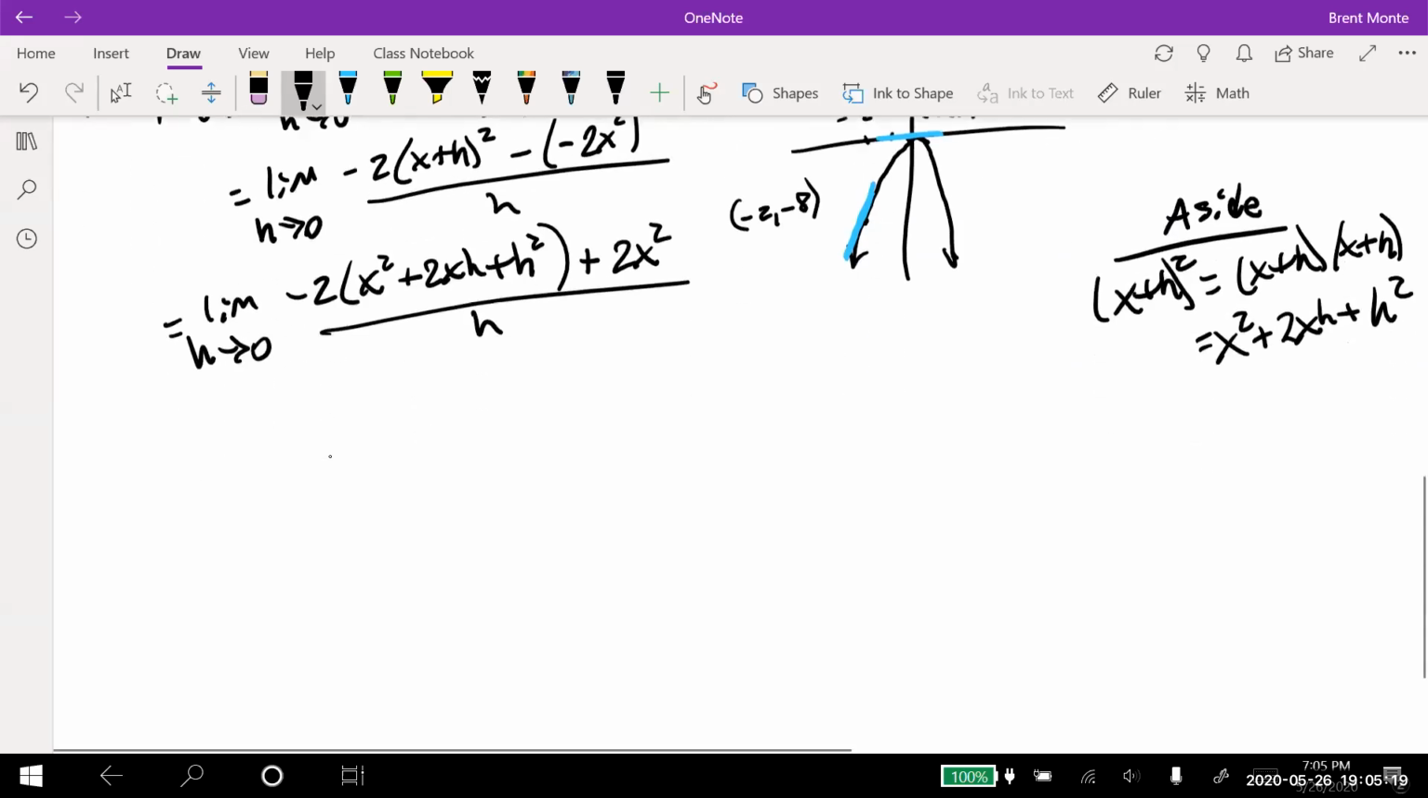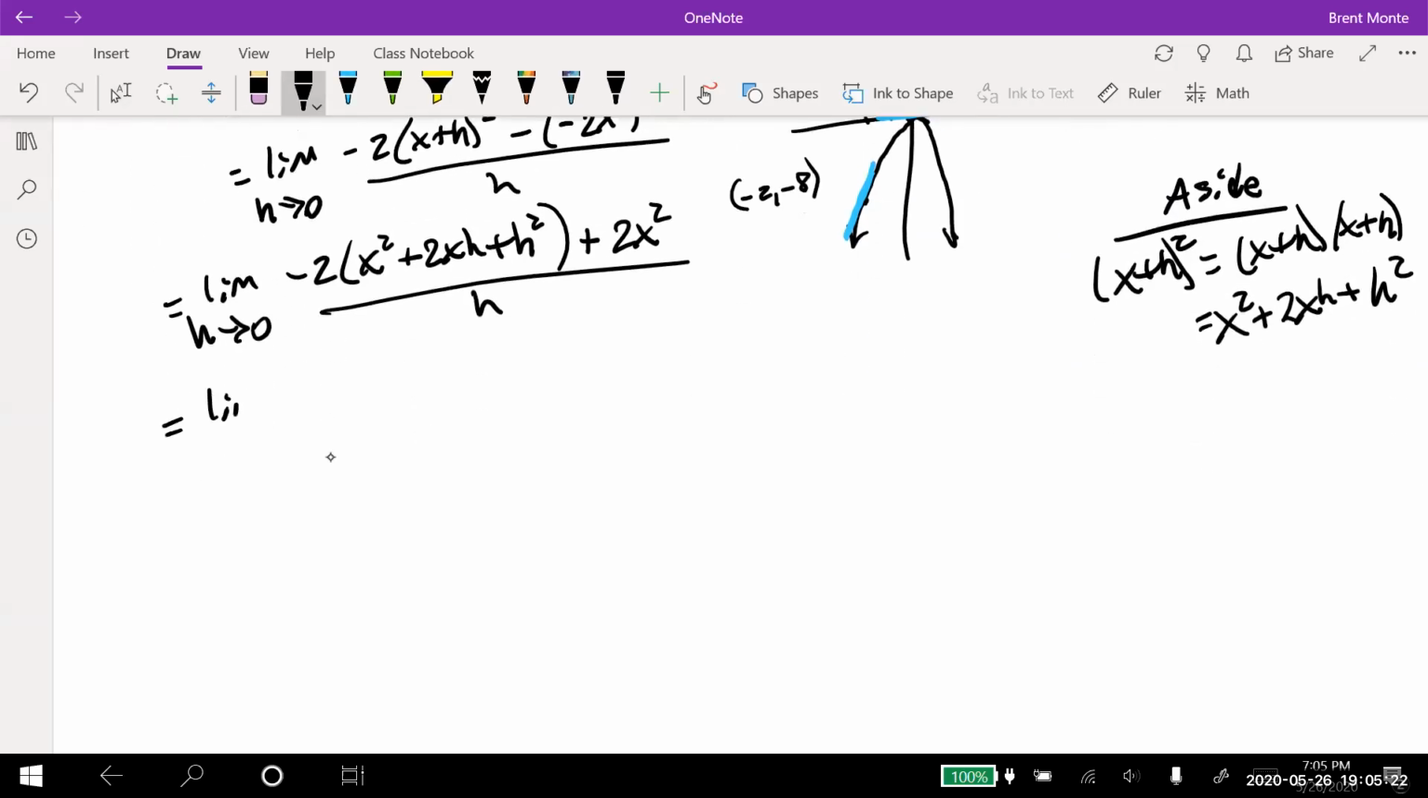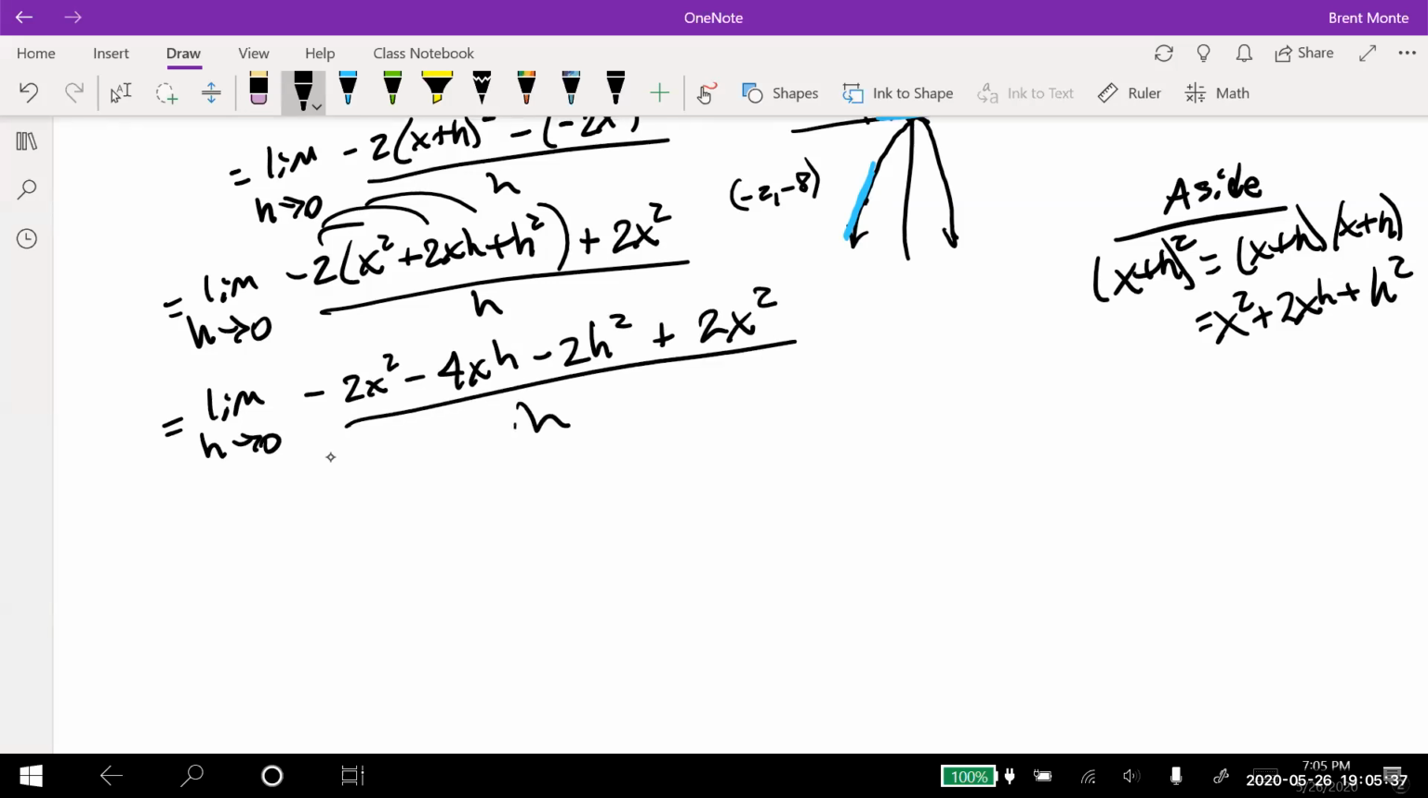Let's keep going. So I've got the limit as h goes to 0. Distribute the negative 2 in. I get negative 2x squared minus 4xh minus 2h squared, and then the plus 2x squared from the outside, all over h. Remember, anything that doesn't have an h has to cancel, which they do. I only have 2 terms up top. Both of them have an h, so I'm going to factor that out. We'll go down one more line.